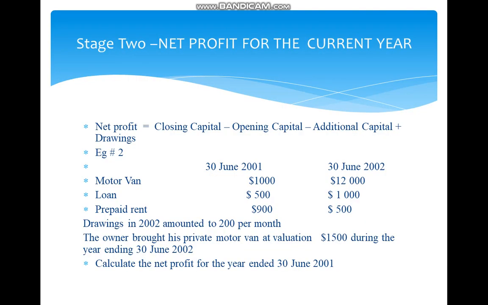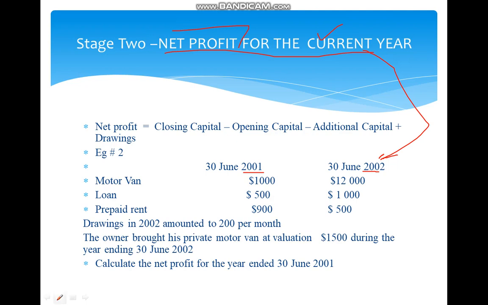Let's proceed to stage number 2. Let me get my pen. It's very important for me to highlight some areas that are very critical. We are supposed to calculate our net profit, but this is the net profit for the current year. How do you determine the current year? We have two accounting periods. The year 2002 is our current year. So we want to determine the net profit for the 2002 accounting period.